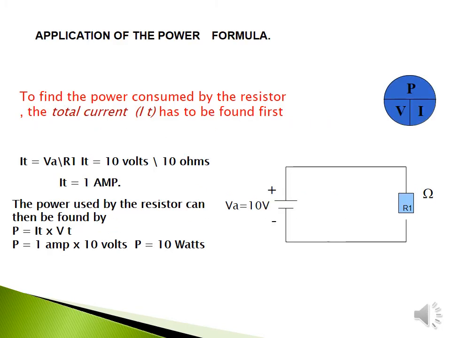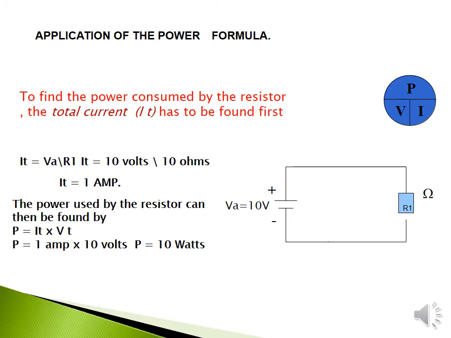Now we are moving towards the application of the power formula. In our last session we saw power, energy and work. Now, on the basis of that knowledge, we can calculate for a given example. To find the power consumed by a resistor, the total current, denoted by IT, has to be found first.